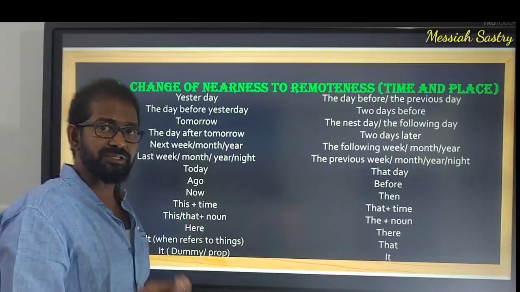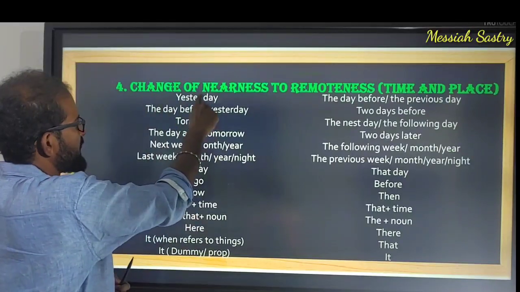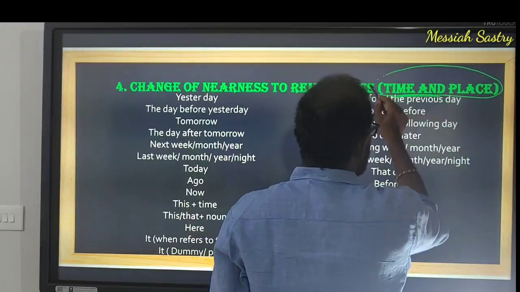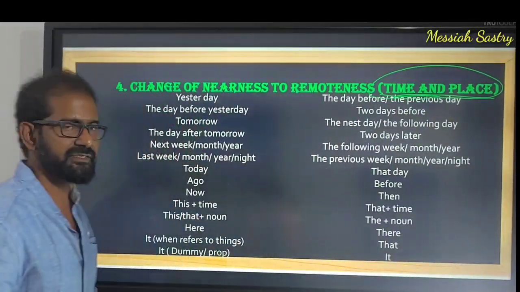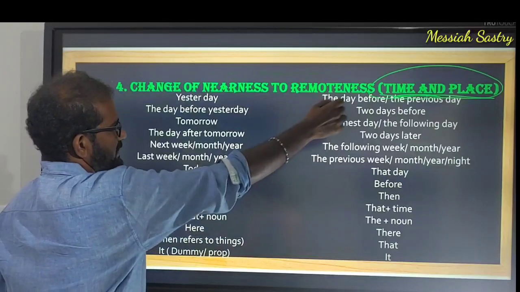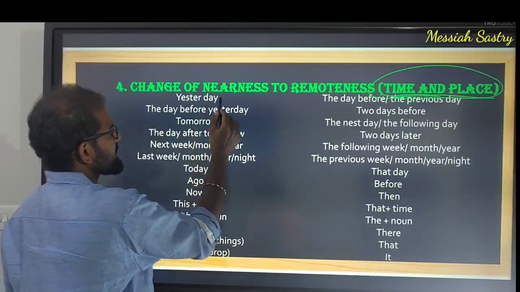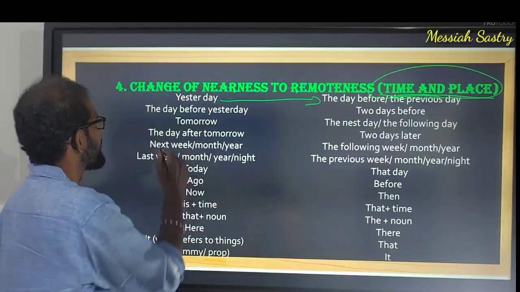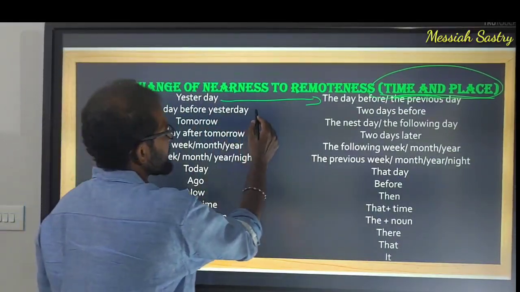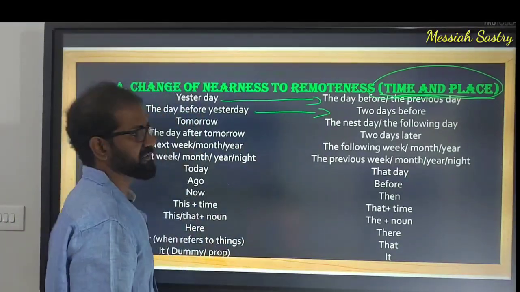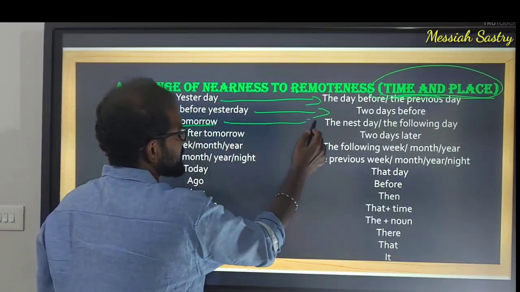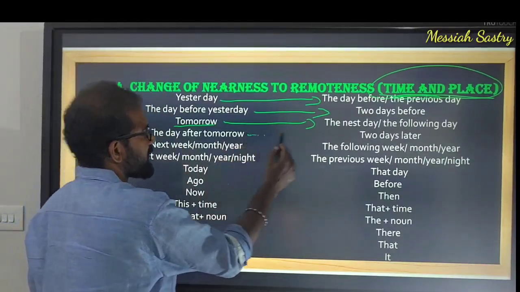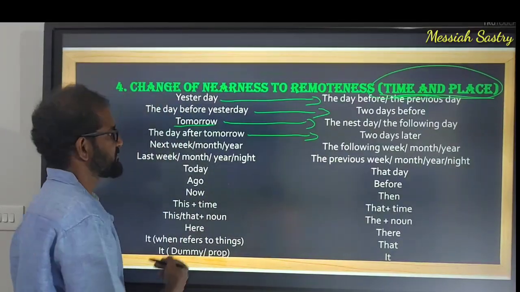The fourth one, also very, very important. What is the fourth one? Change of nearness to remoteness, which means change of time and place. How does this time and place change? Let us see. Yesterday changes to the day before or the previous day. The day before yesterday changes to 2 days before. Tomorrow changes to the next day or the following day. The day after tomorrow changes to 2 days later.